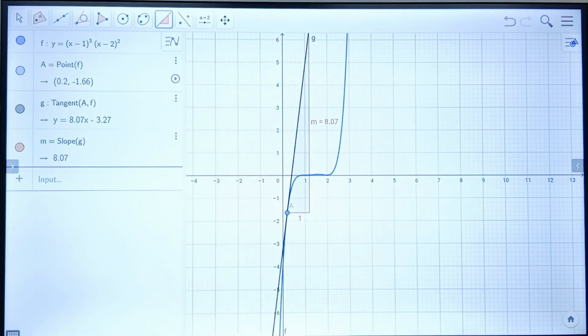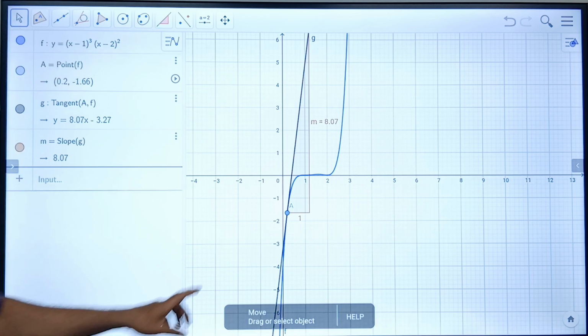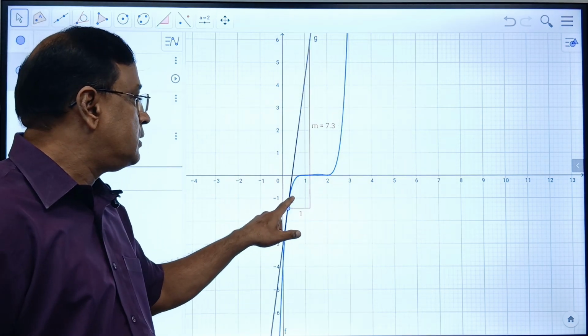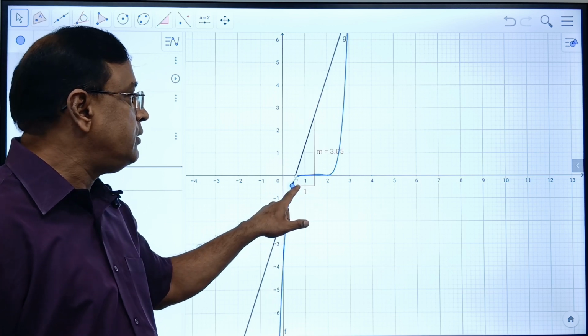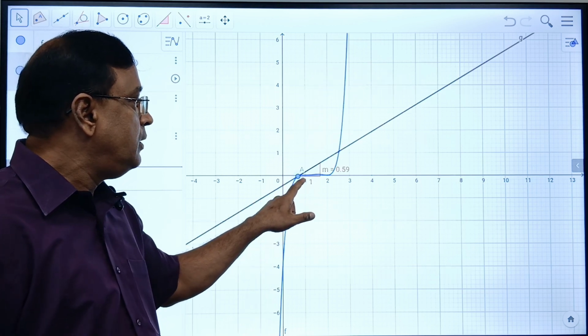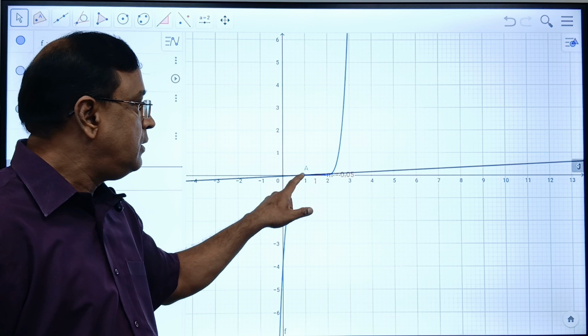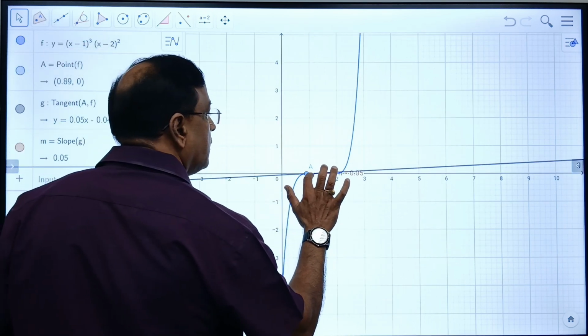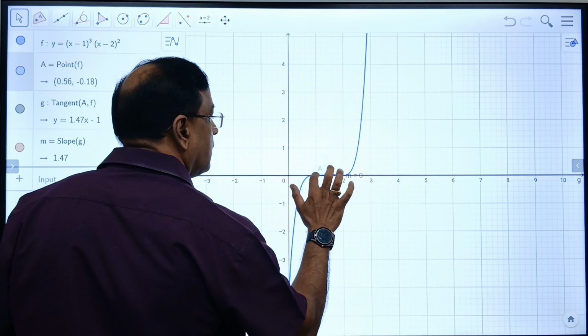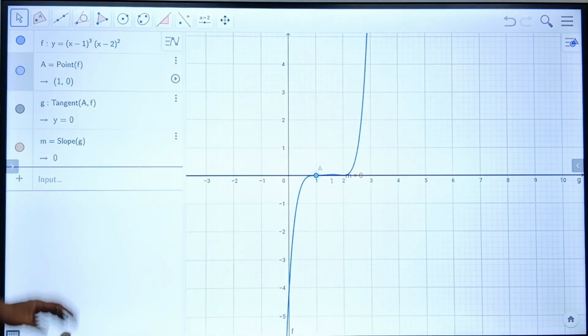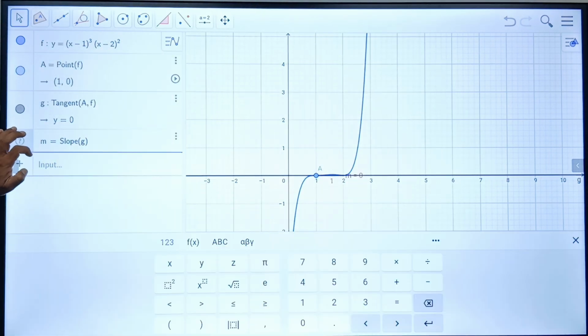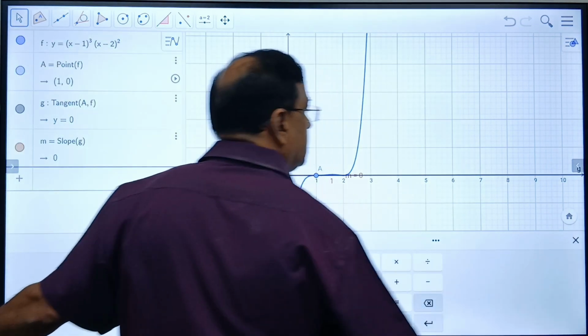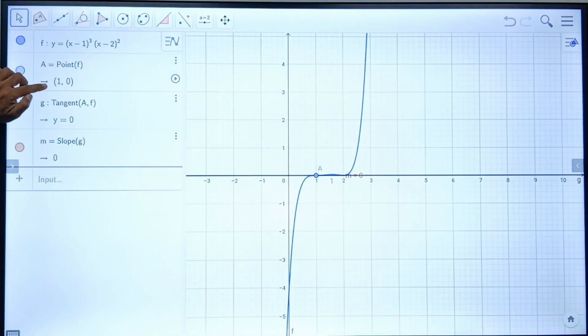What do you say about the slope? Slope is positive, correct? Now I'm going to change. So I'm moving it. So slope is positive. Can you see still the slope is positive? When I reach 1, my slope is 0. dy by dx is 0. Okay. Look at that. At 1, dy by dx is 0.